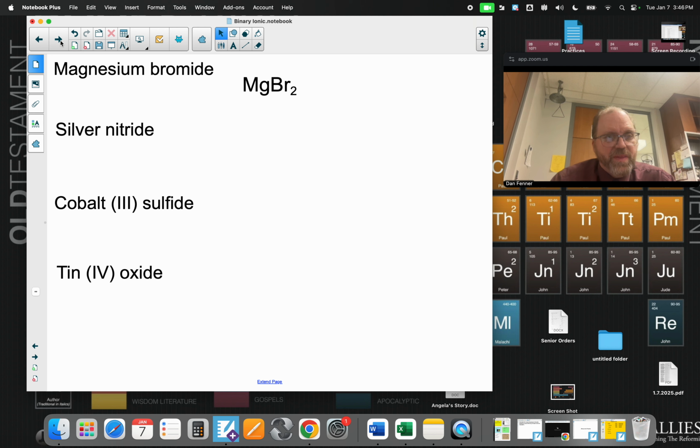All right, let's try the next one. Silver nitride. Symbol for silver is Ag. Nitride is N. Oxidation numbers. Nitride is -3. Silver is +1. Remember, SAP, silver, zinc, aluminum, +1, +2, +3. Cross them down. Okay, Ag3N. And now we got a Roman numeral there, so that means I don't know it. Cobalt is +3. Sulfide is -2. Swap them down. Try this one here. Try it on your own. Pause the video, see what we come up with.